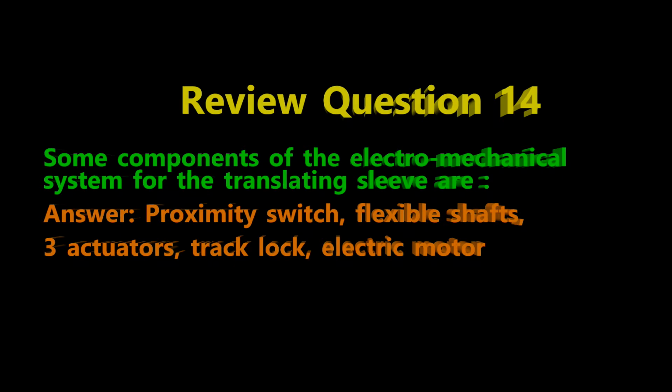The answer is A, because there's 3 actuators. Option B says there's 2. Well, in pure logic, there's 2, yeah, but there's not just 2. There's 3 actuators. Plus, there's only 1 track lock per side.